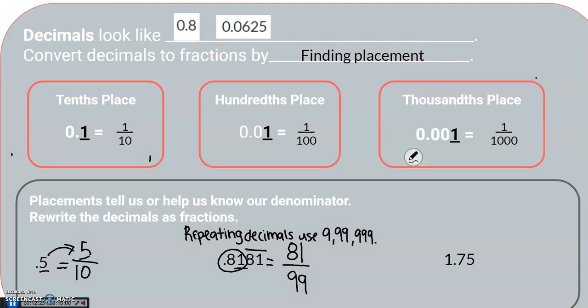For 1.75, we're going to bring over the whole number and then look at this, and we see that's in the second spot from the decimal. So this is the hundredths place. Is it repeating? No. So we're going to use our usual 100ths. So we'll have 175 hundredths.